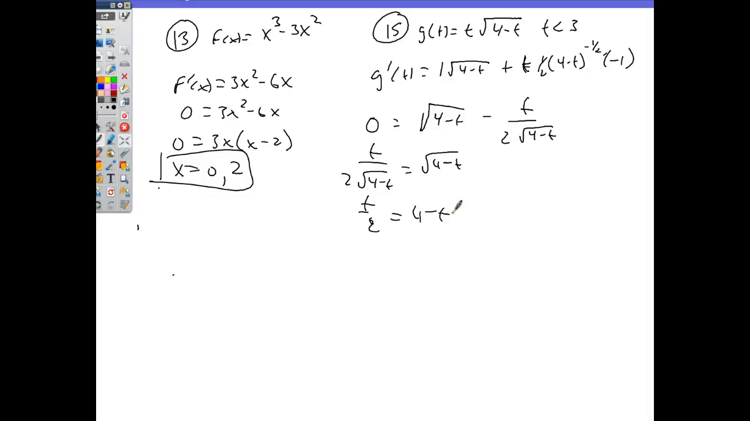You guys good? All right, so then I would move that over here and that up there. Distribute the 2 through: 8 minus 2t. Move that t over. I get 3t equals 8, and t equals 8/3, and that would be where a critical point would be. It's the only one I have because everything else is above 4. Is that bigger than 3 too? No, it's not.